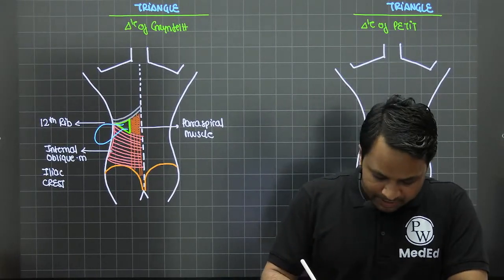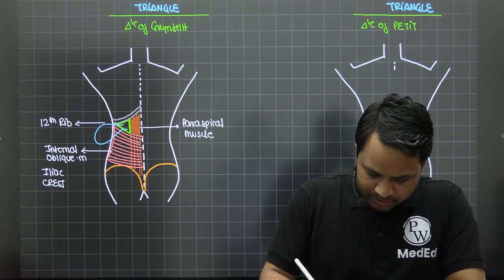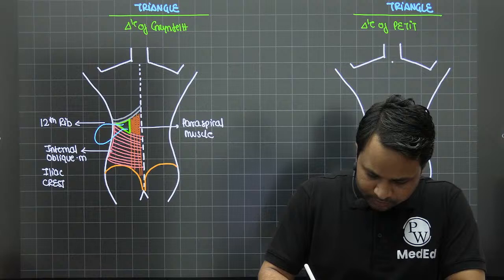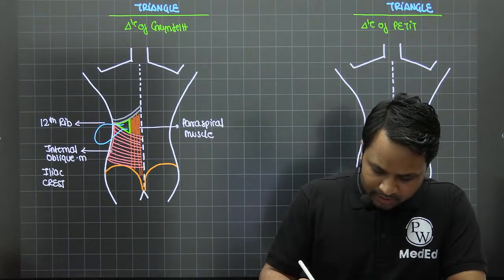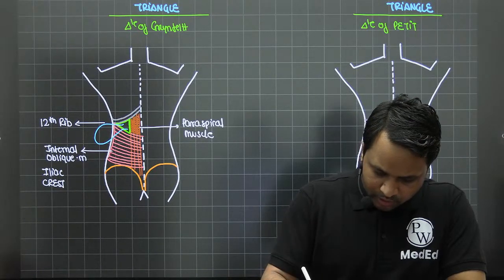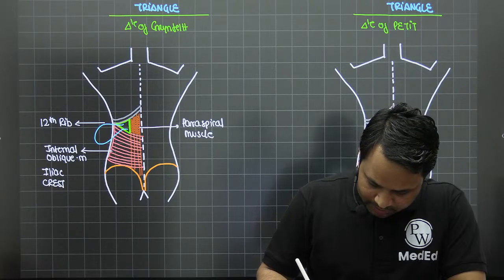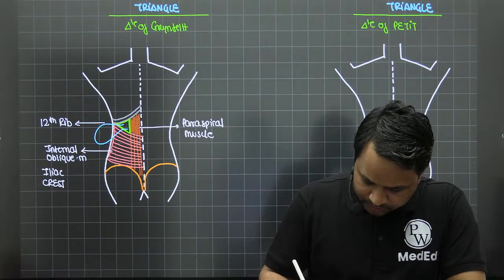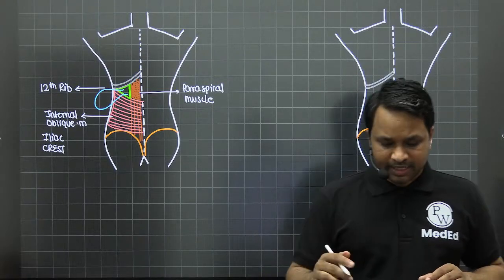Now the same activity, we are going to repeat here. This happens to be the midline. This is the 12th rib that we have. Now we'll not be interested in the 12th rib. So this is the iliac crest that you have. The same thing, but this time the concept is going to be slightly different.